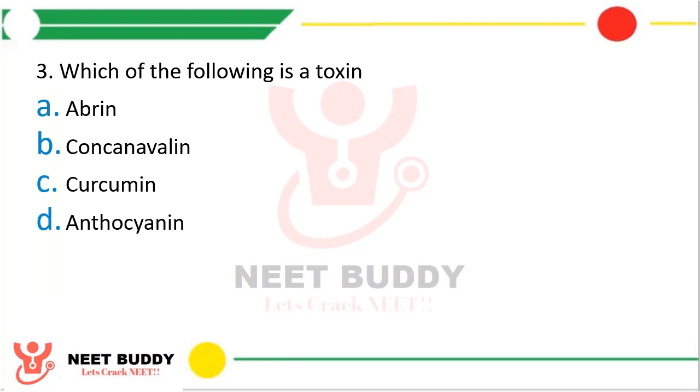Question 3. Which of the following is a toxin? Option A, abrin. Option B, concanavalin. Option C, curcumin. Or option D, anthocyanin. The correct answer is option A, that is abrin. Toxins are secondary metabolites produced by plants, and abrin is an example of a toxin. Concanavalin is an example of lectins. Curcumin is an example of drugs, and anthocyanin is an example of pigments. All these are secondary metabolites of plants.